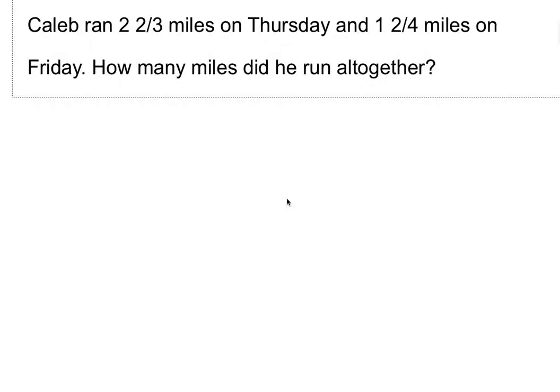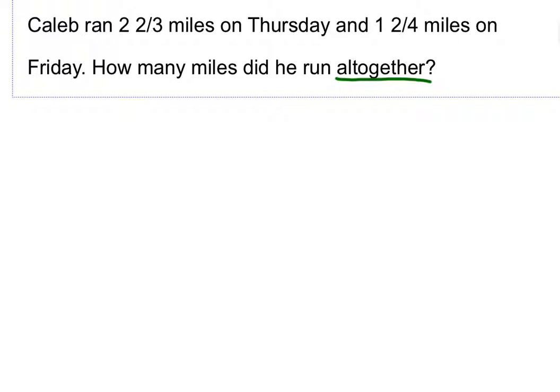Today we are going to learn how to add two mixed numbers using the area model. So we are going to start with the story problem, which we need to analyze in order to determine if we add or if we subtract. It said Caleb ran 2 2/3 miles on Thursday and 1 2/4 miles on Friday. How many miles did he run altogether? Well, I know that the word altogether means that you are adding the two mixed numbers together, so I know I need to add them.